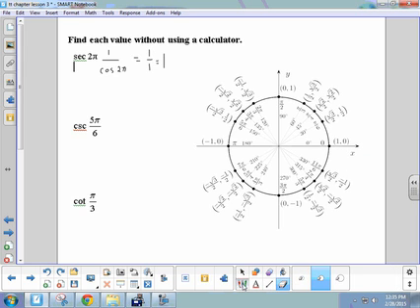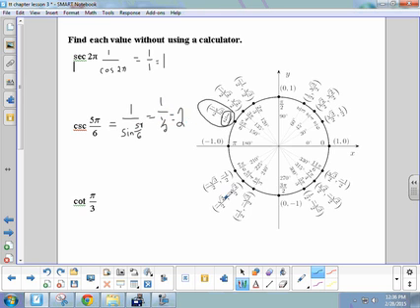Let's go ahead and do a couple more. Cosecant is 1 over the sine of 5 pi over 6. Well, I look and find where 5 pi over 6 is. And because I'm doing sine, I'm looking at my y coordinate. So that's going to be 1 over 1/2, which is 2.